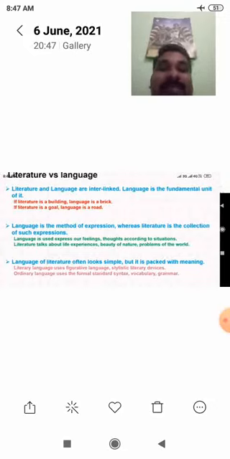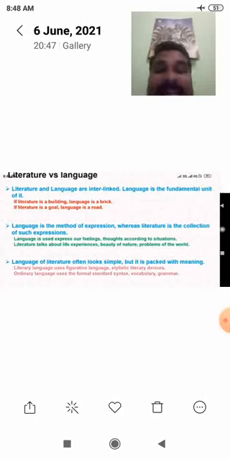Language is the method of expression, whereas literature is the collection of such expressions. Language has some modes, but literature is the collection of all such expressions, especially human feelings and emotions, everything related with literature. Language is used to express our feelings and thoughts according to situations.